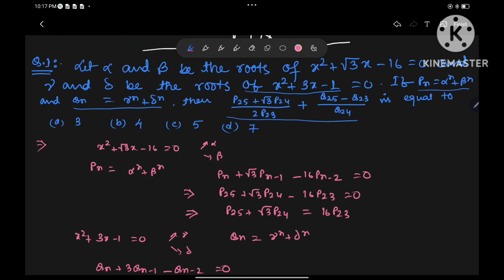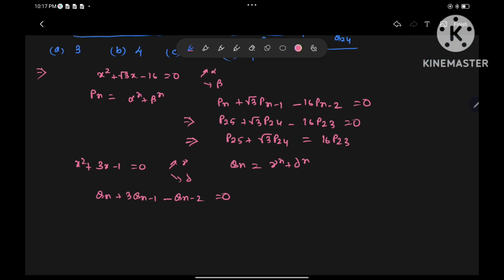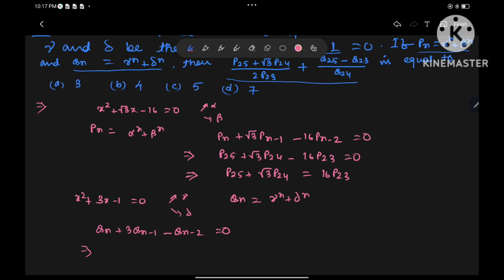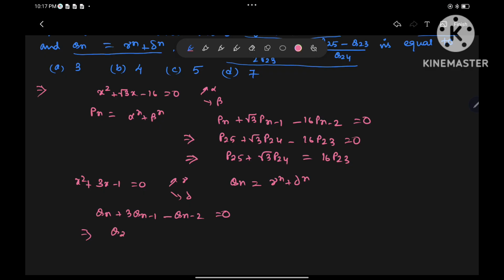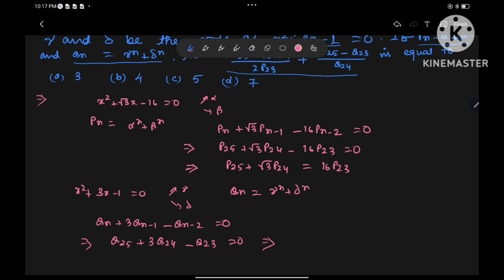And here also we have been asked to find Q of 25 minus Q of 23 by Q of 24. So the highest suffix is 25, so put n equals to 25. So Q of 25 plus 3 into Q of 24 minus Q of 23 equals to 0. So here we have to find Q of 25 minus Q of 23, which is equal to minus 3 into Q of 24.